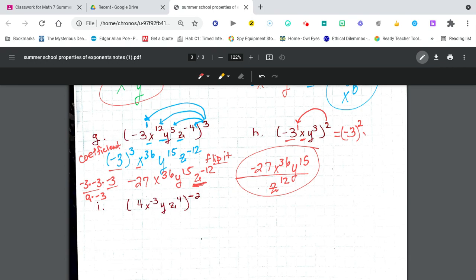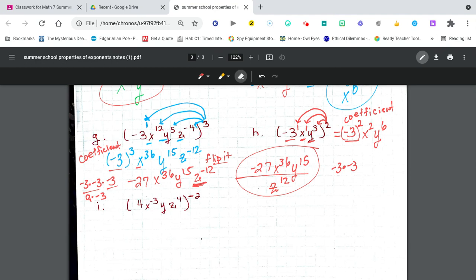Now I'm going to keep the x. And we'll multiply 2, the outside exponent, by the exponent for x. Well, I don't see an exponent for x, so I know it's a 1. 2 times 1 is 2 again. Now I'm going to keep the y. 2 times 3 is 6. This is acting as a coefficient because it's in front of some letters, so I want to multiply it out. So basically, it's negative 3 times negative 3, which is positive 9.